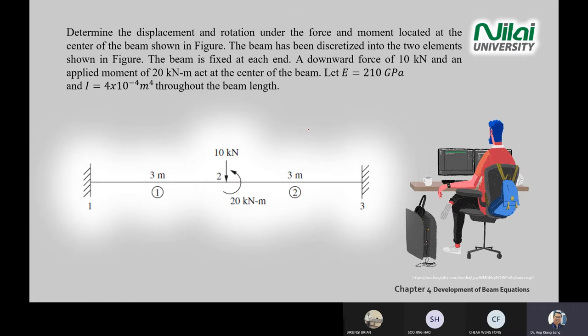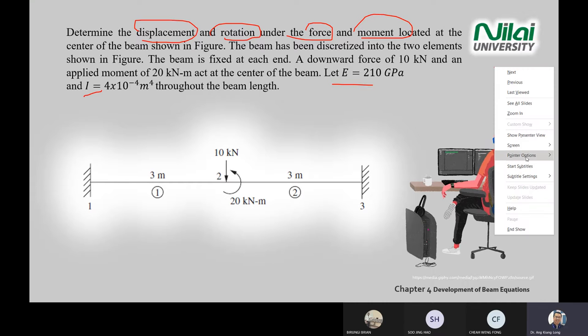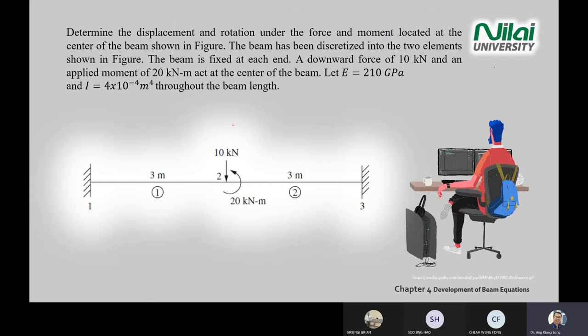As same, this is a simpler question. As we go on, as you understand the concept of how we solve it, it will be the same. You read the question actually the same. You need to find the displacement, rotation, moment, force, and so on. And then you'll be given the E and I value for the beam. So if you look at this diagram here, again, test your understanding. Brian, how many elements do you have in this diagram? Two, sir. Two. Okay.